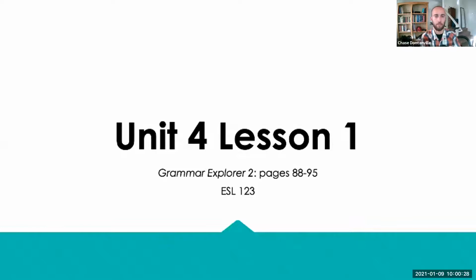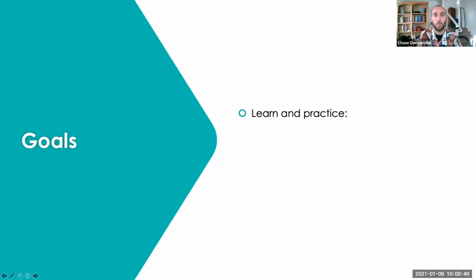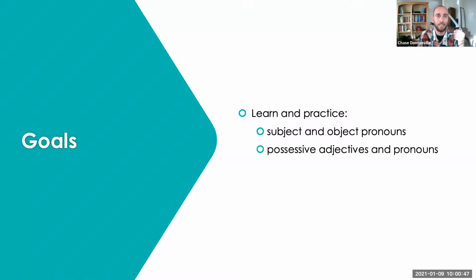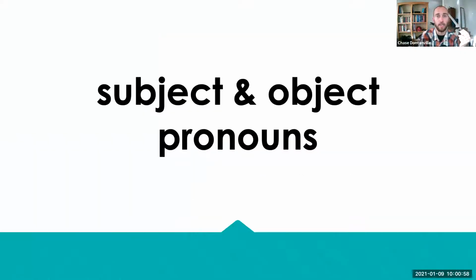Welcome to your lesson for Unit 4, Lesson 1. This information is in your grammar textbook, pages 88 to 95. In this lesson, we will look at subject and object pronouns, possessive adjectives and pronouns, and reflexive pronouns. So all different types of pronouns. Let's begin with subject and object pronouns.